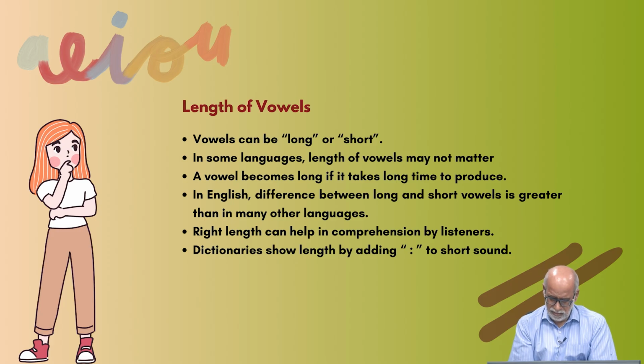And English has many words which make a pair, a minimal pair, between long and short. Everything else is alike in those words, except the length of the vowel. It is the length of the vowel that keeps those words apart from each other. So, in English, because English has lots of this contrast, the difference between the length of long vowels and the length of short vowels is much greater.